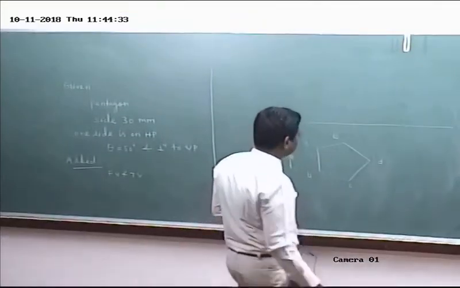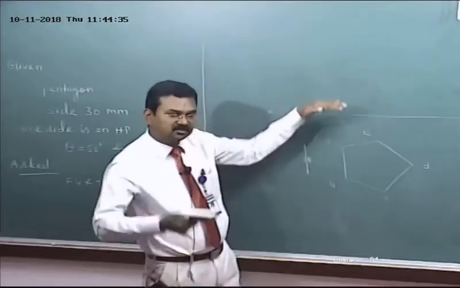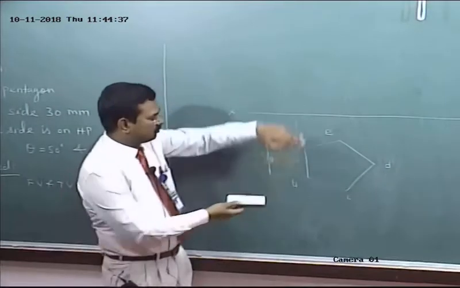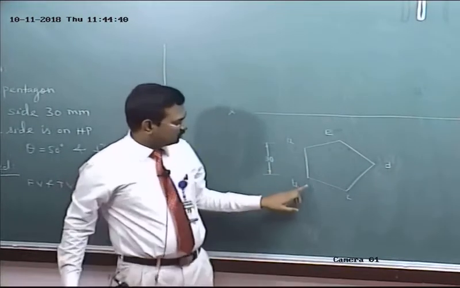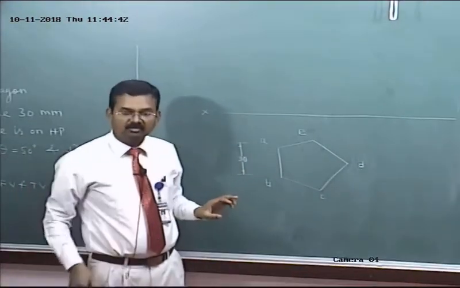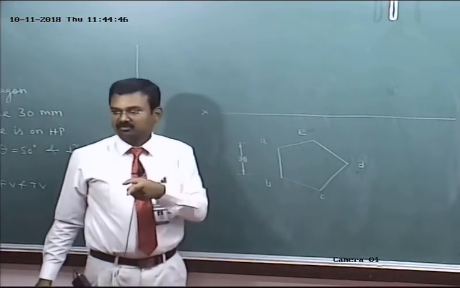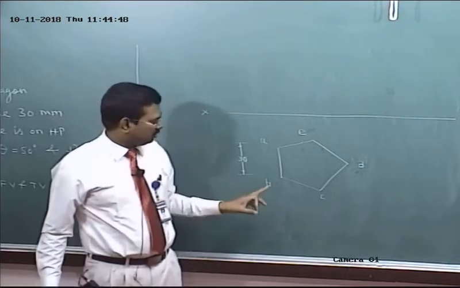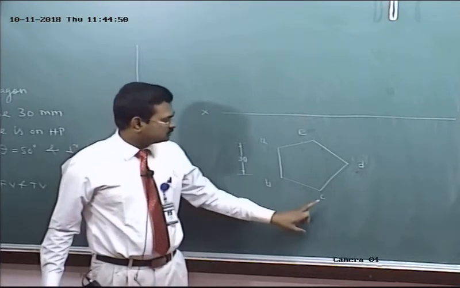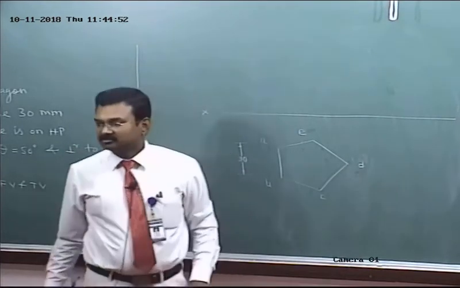On the reference line XY. Listen. So before rotation, imagine you are the observer. Before rotation, to get the front view, look from the front. In the front view, BC and CD, these two sides are visible. Are you able to follow me? Or the corners B, C and D are visible.